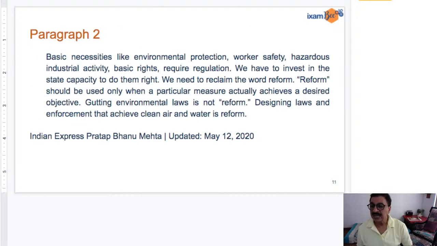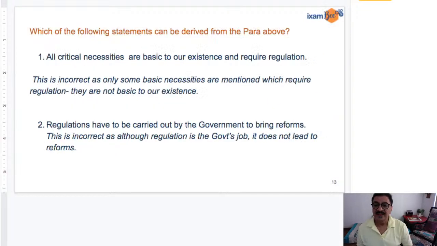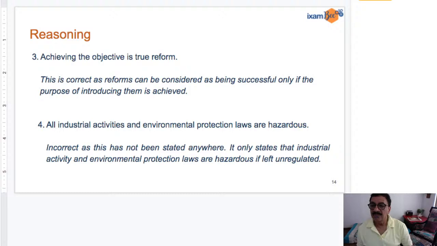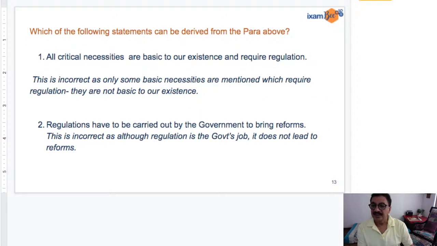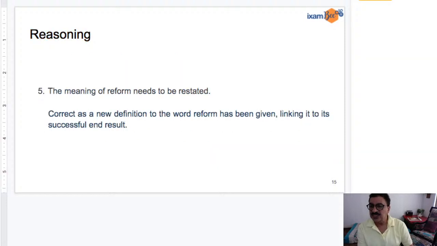No, let's go back to the para. We have to invest in the state capacity to do them right. So these things require regulation. The government has to do it rightly. That is all that they are saying. So government may think of carrying out reforms, but it is not what the para is saying here. Therefore, this is not correct. It does not lead to reforms. So the next question.